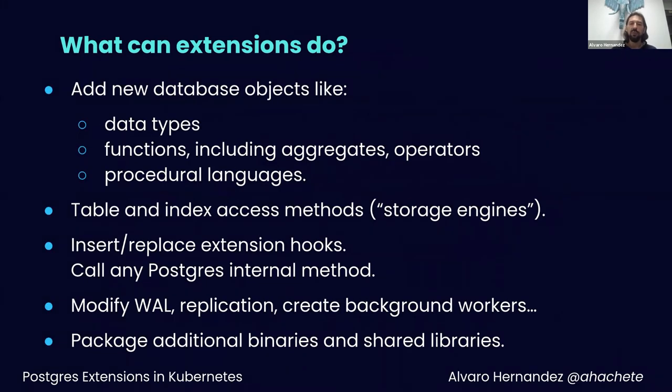So to what extent can you build functionality on top of extensions? Well, first of all, you can add any database object. Database objects can be data types and functions. This includes aggregate functions, operators, or even procedural languages. Procedural languages are the languages used in Postgres to write functions or procedures, and Postgres allows you to bring your own languages. So you could bring a procedural language as an extension.